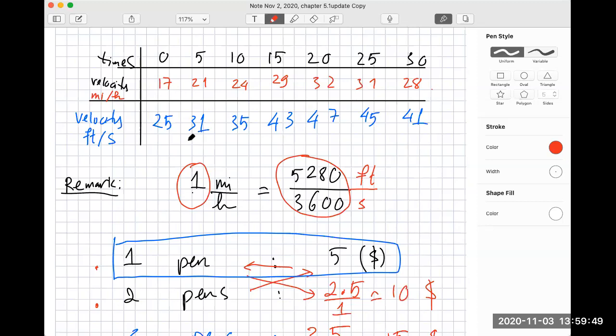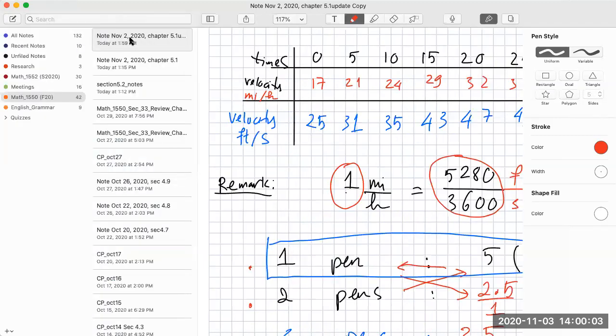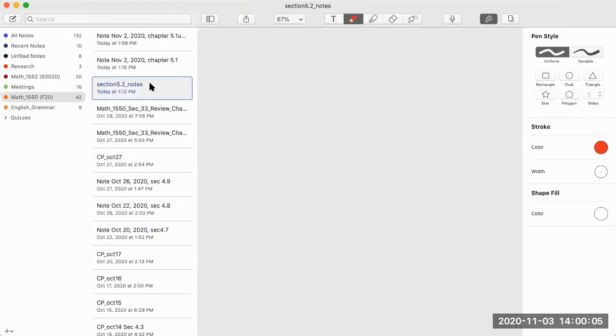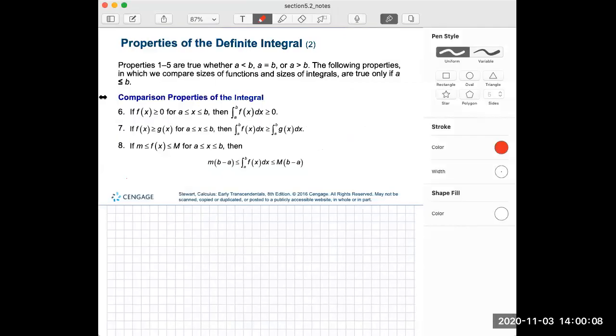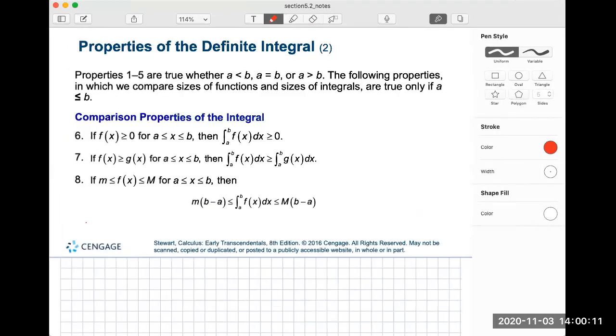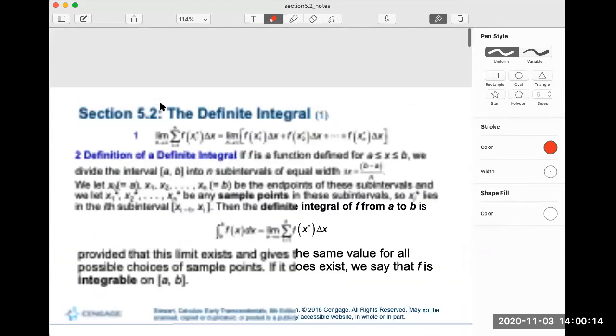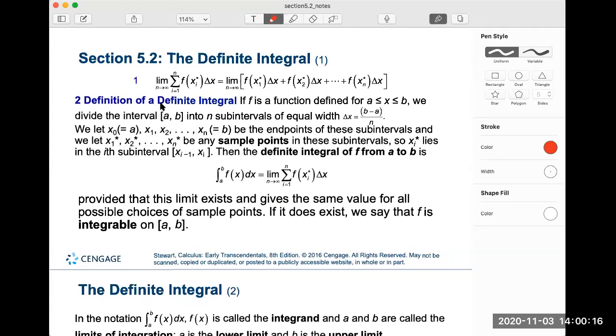Now, let us move on to section 5.2, okay? I hope that we can do it faster today. In this section, we will talk about the definite integral. Okay? You have the notes already, so this saves a lot of time for us.